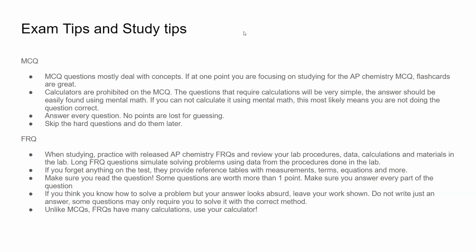And unlike MCQs, FRQs give you a calculator because they have a lot of calculations. Maybe your mental math is great, but calculators are always more accurate than mental math. So if you have the time, use a calculator. You can maybe cross-check it with mental math, but a calculator is always great. Personally, what I do is I do it in my head to get a very rough estimate of where the number should be, and then use a calculator to follow up on that.